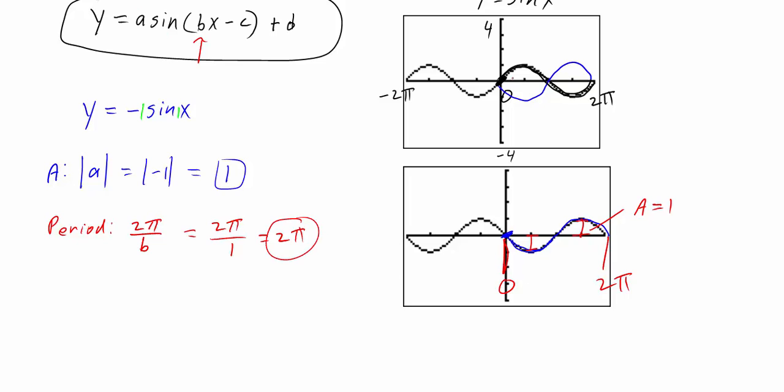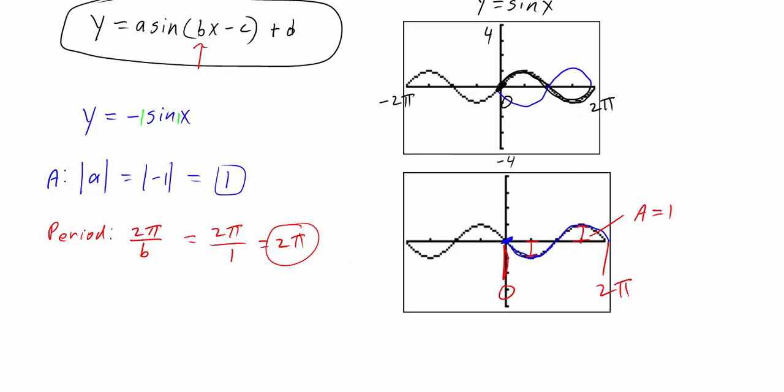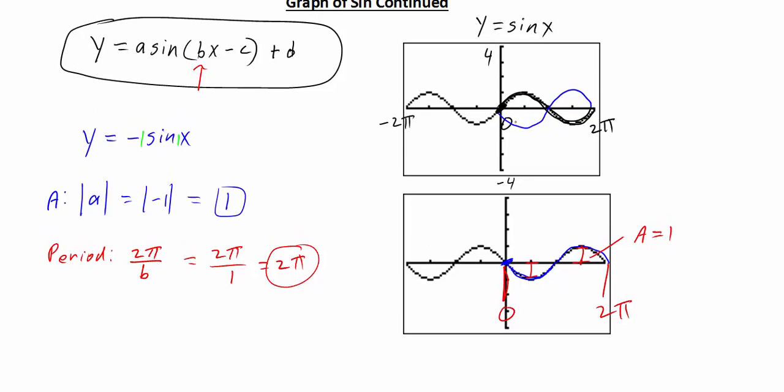And that's the same thing that we had up here. So the negative has no effect on the amplitude or the period because the original graph of sine x had an amplitude of 1 and also had a period of 2 pi. So really all that's changed is the reflection. So instead of starting here at the origin and going up, it starts and goes down.